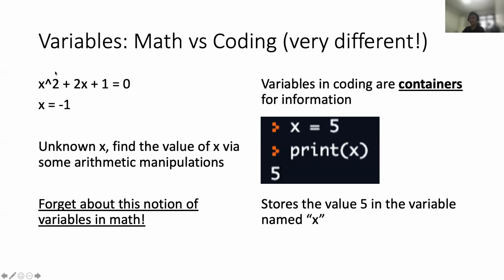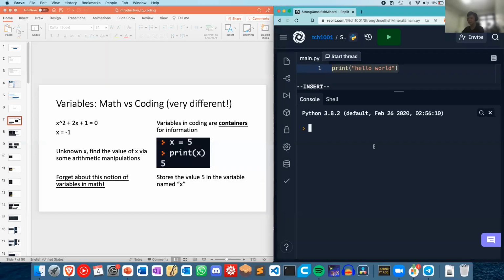But I want you to forget all about the notion of variables in math, because variables in coding are actually quite different. Variables in Python are containers of information. We think of them as boxes. They store information, and then you can replace the information in them and manipulate it to your needs. So for example, we start with our first 2 lines of code over here. To create a variable, we just write the variable name that we're going to give it.